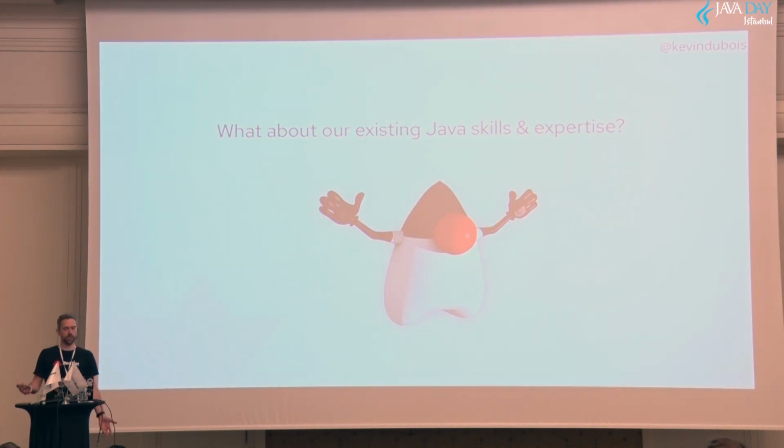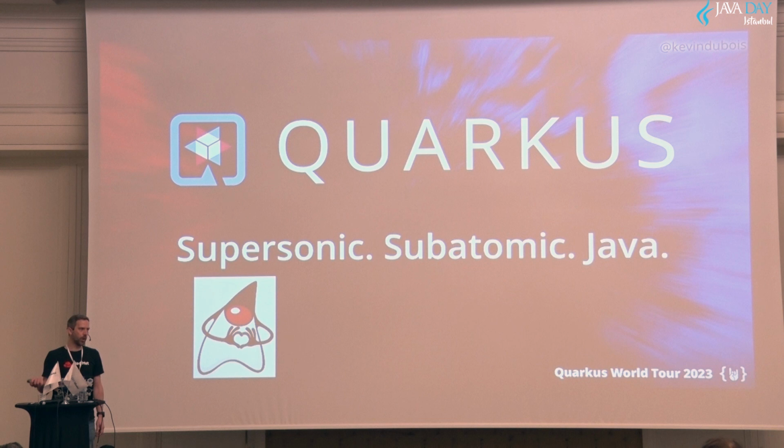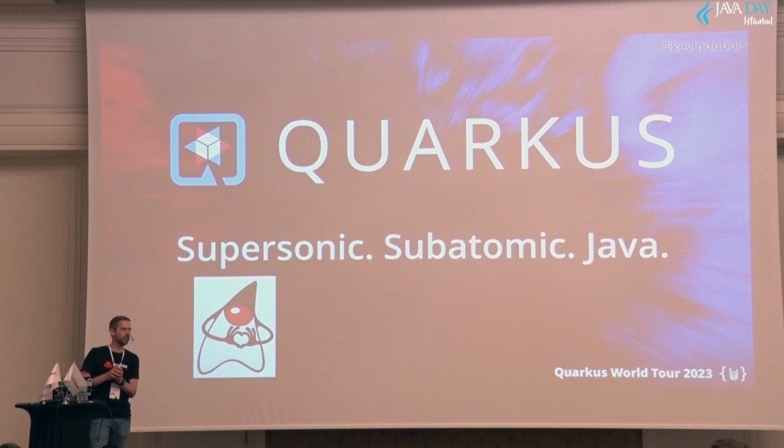And so that's the idea behind Quarkus: can we use our existing Java skills and expertise and take advantage of this new cloud-native Kubernetes world out there? And so Quarkus, our slogan is supersonic, subatomic Java. Supersonic because it starts up really fast. Subatomic, so imagine an atom, it's pretty small, and subatomic is even smaller. So the idea is that Quarkus has a very small footprint, and it's still Java.